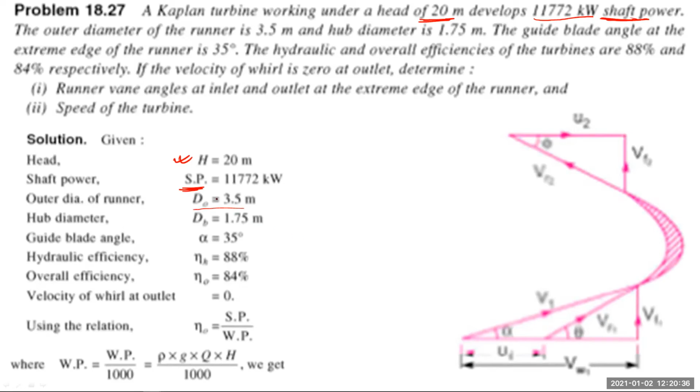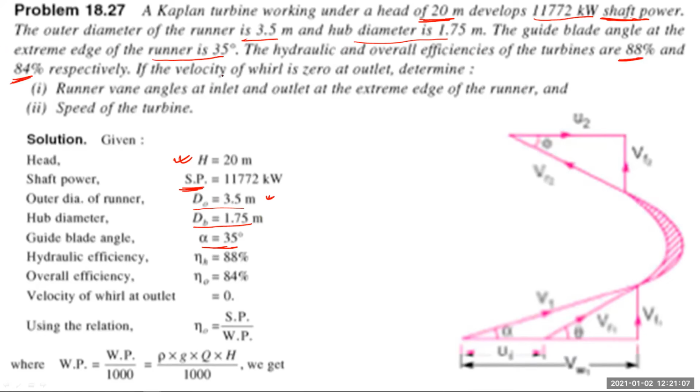Okay, thank you. So here the outer diameter is given as 3.5 meters, and the hub diameter, dB, is given as 1.75 meters. The guide blade angle at the extremes of the runner is 35 degrees, meaning alpha is given. Hydraulic efficiency is 88% and overall efficiency is 84%.